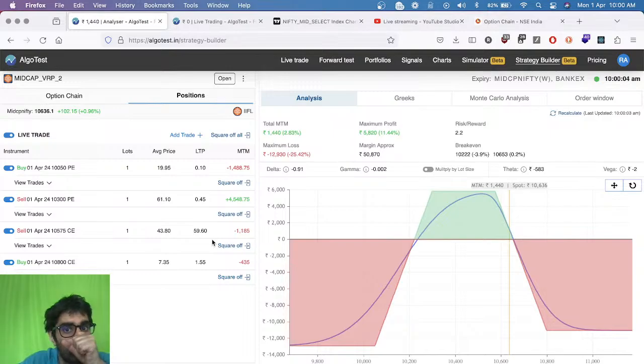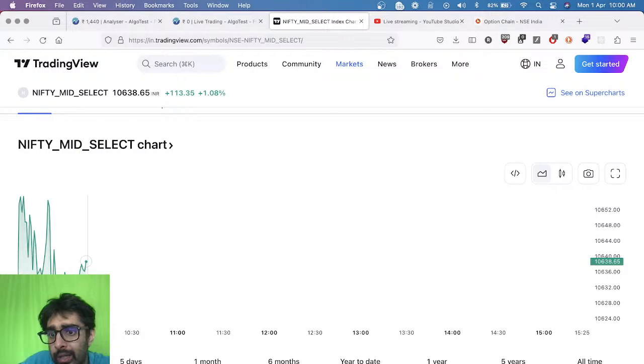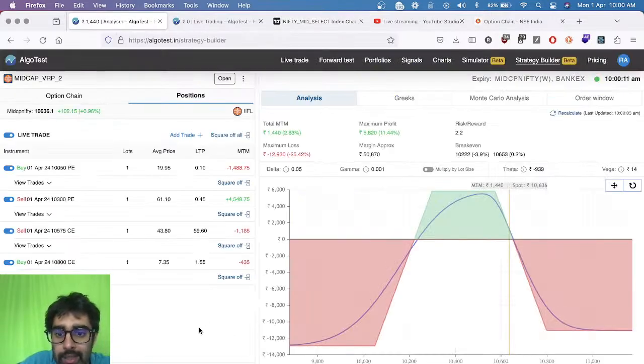So it looks like mid-cap is going back up. Let's take a look at that, making a move back up. So essentially, we are just riding the volatility.